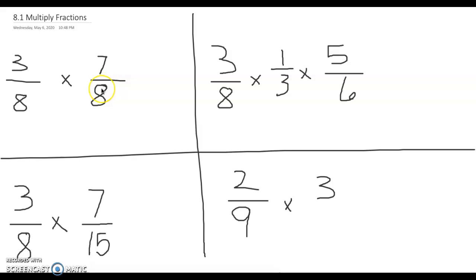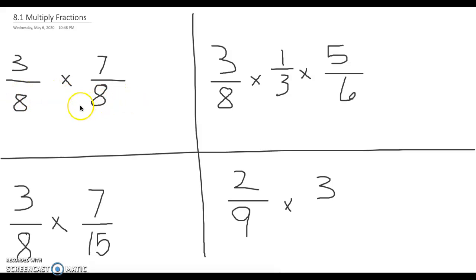The first thing we want to know, the cool thing about multiplying fractions, is that there really isn't anything we need to do with the denominator per se. Unlike adding and subtracting fractions, these do not have to be the same.